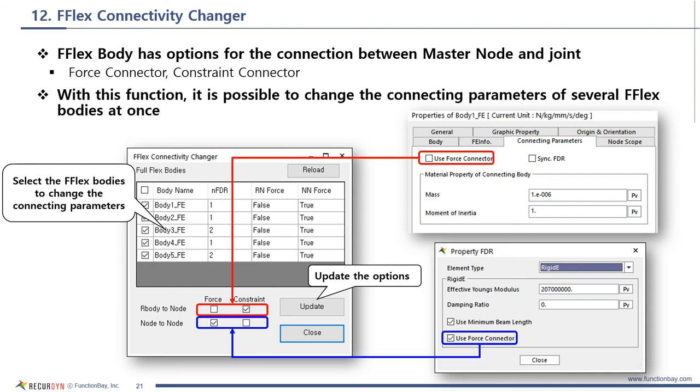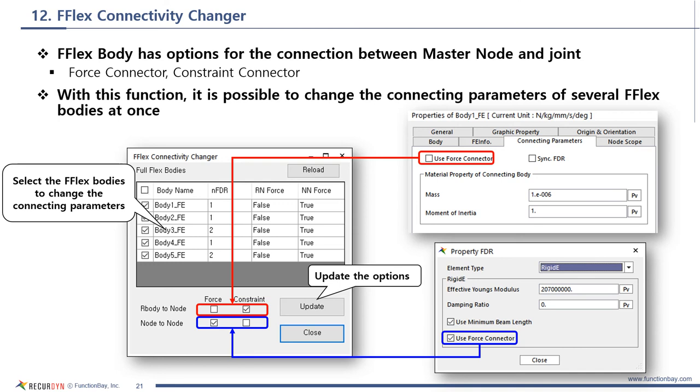Constraint connection can calculate more accurate results, but when the number of connections increases, the calculation speed may slow down due to the increased computational amount. On the contrary, force connection may cause some displacement, so the accuracy could be relatively low. However, it is advantageous for the calculation speed since the calculation amount is small. Therefore, in the case of R-body to node, the constraint method is advantageous because the number of constraint connections between flex body and rigid body is not large.